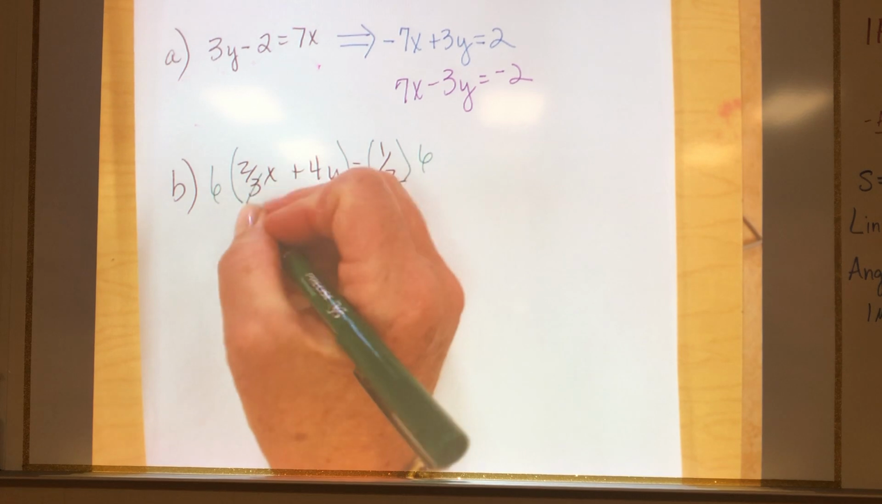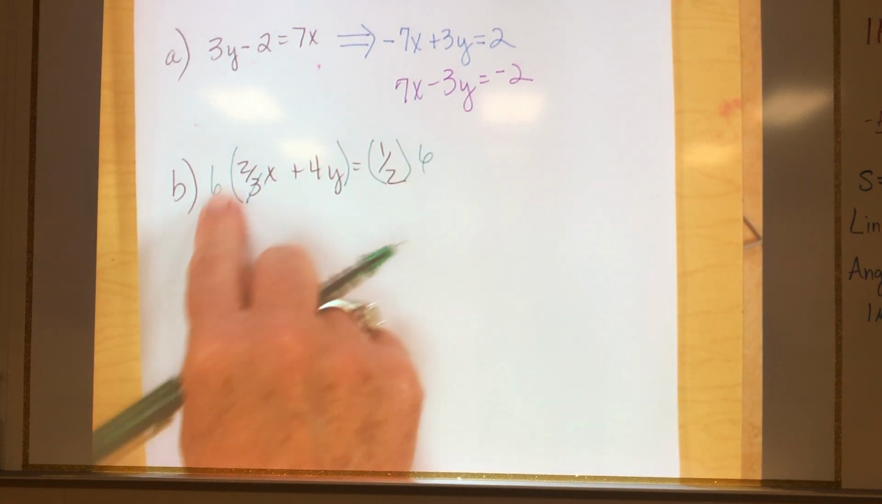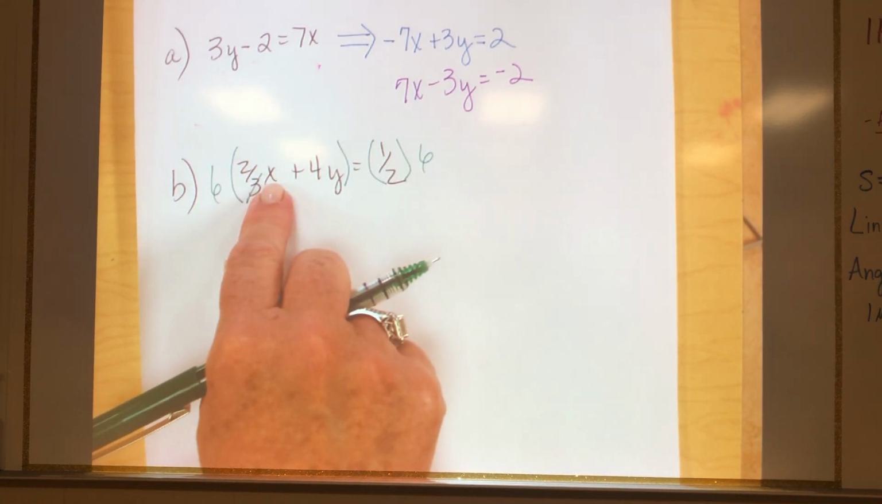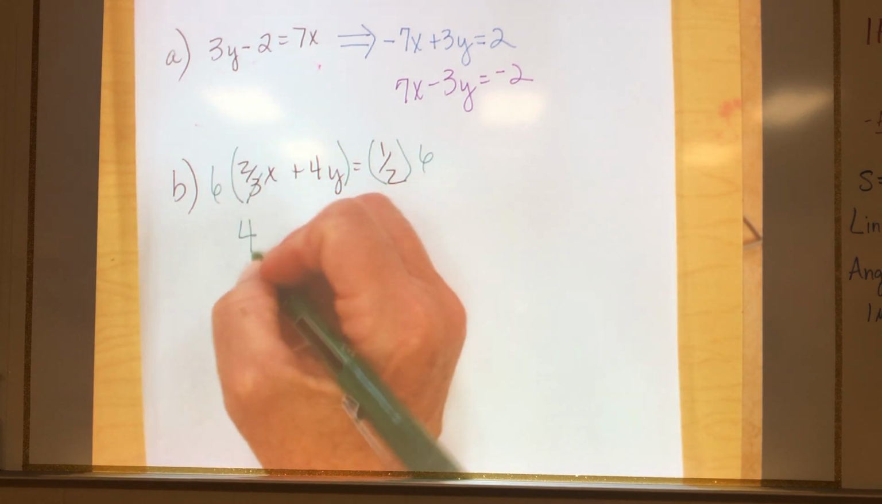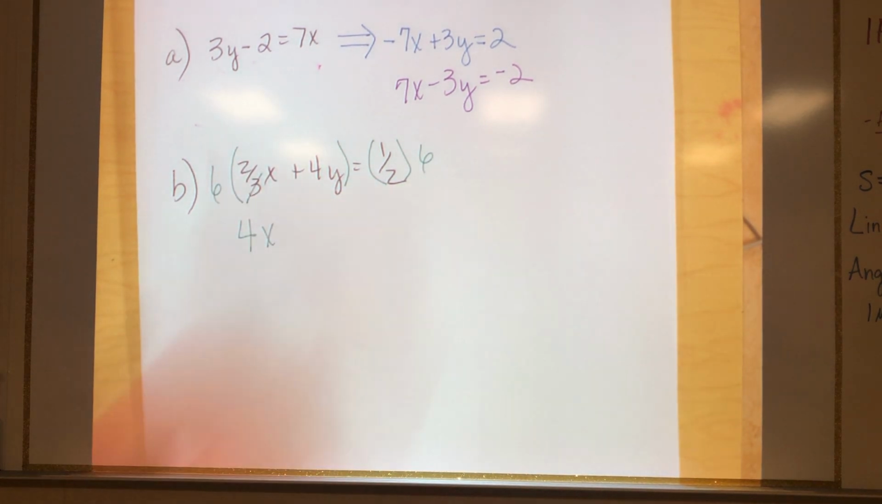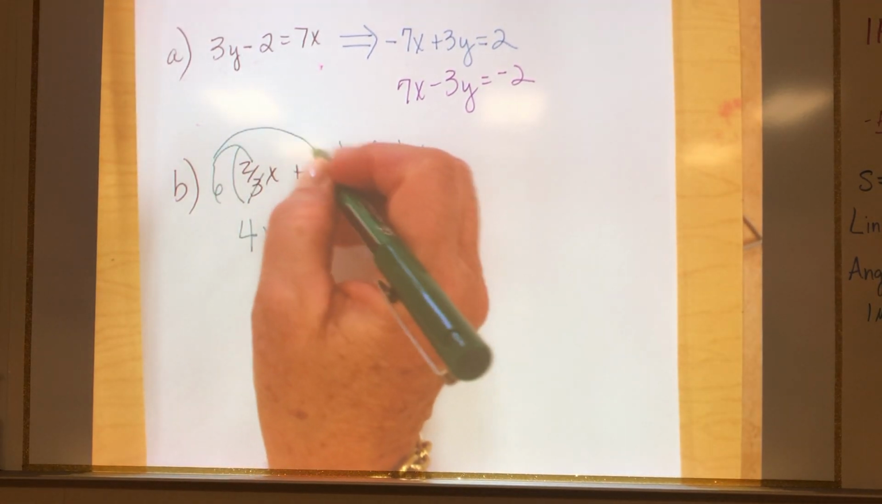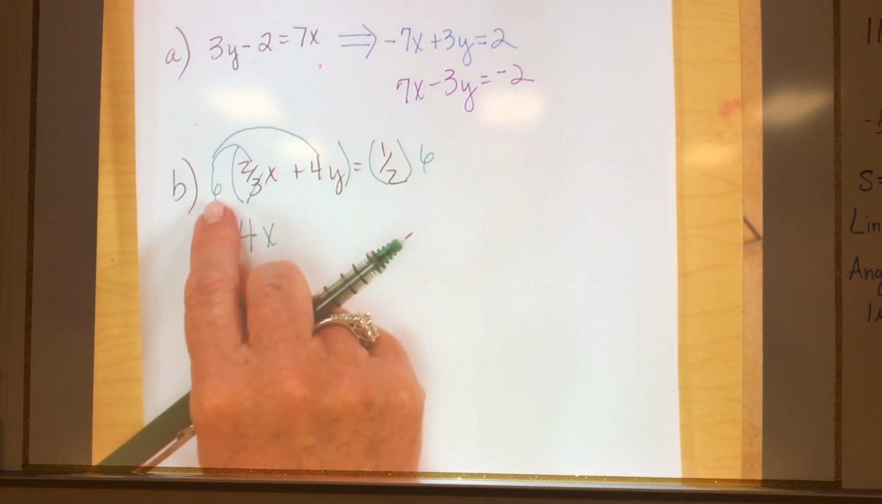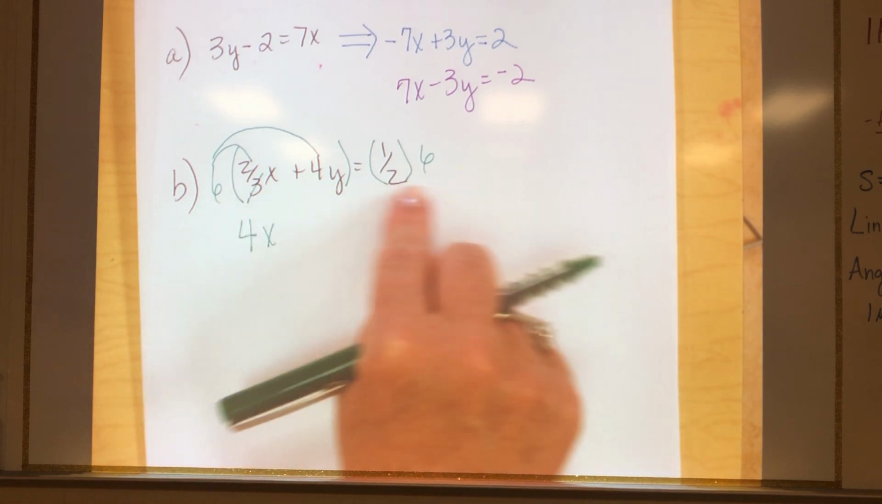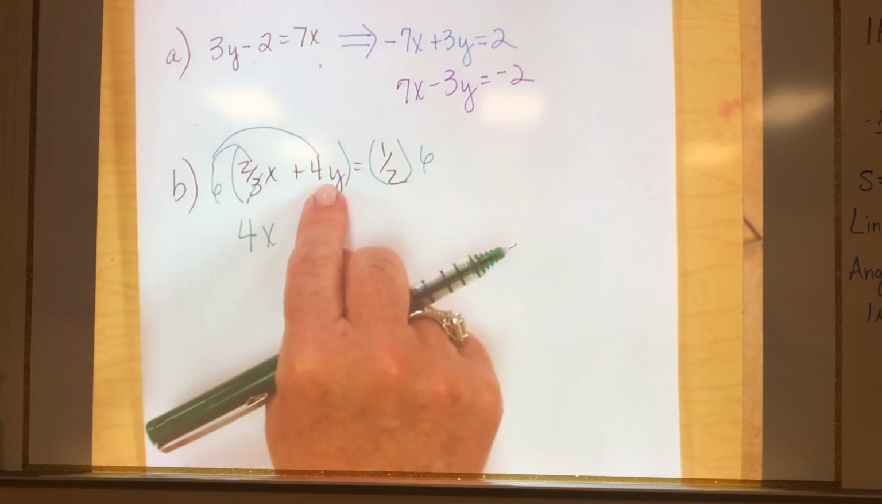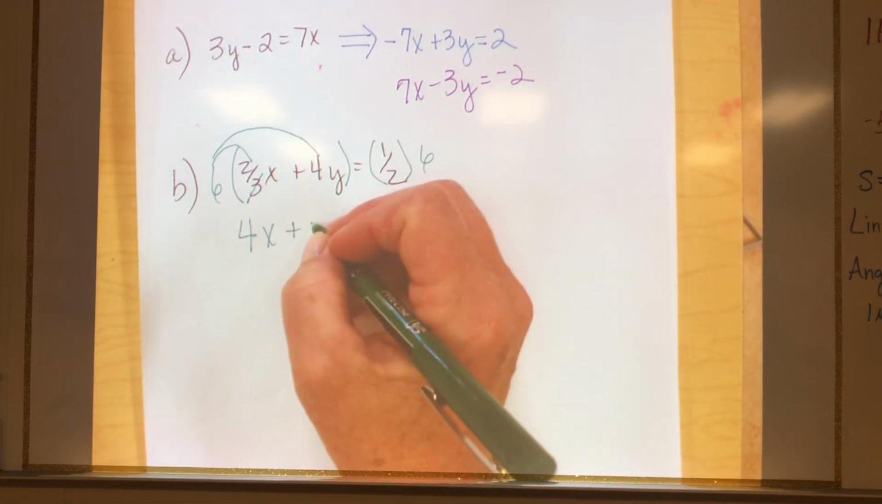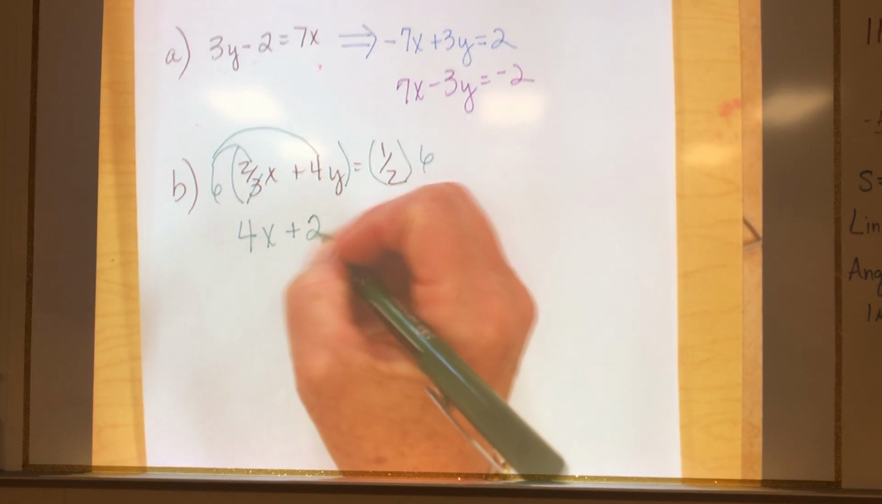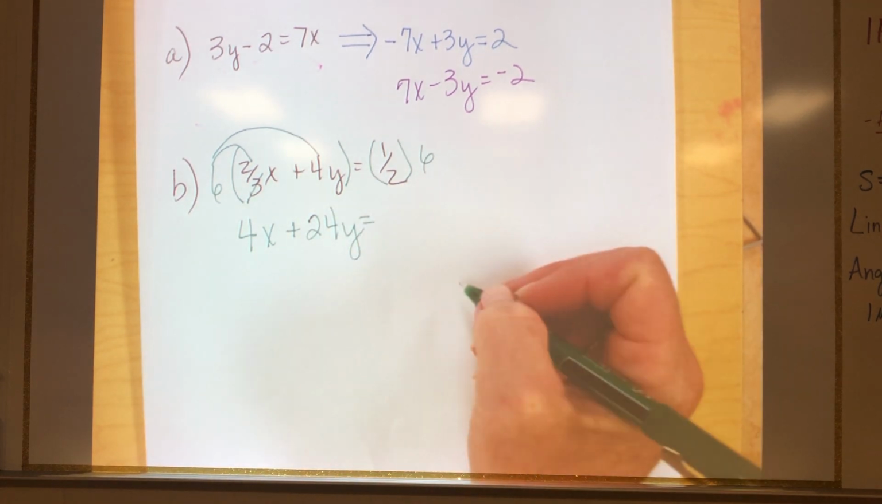How many times does 3 go into 6? 2. What's 2 times 2x? 4x. Okay? So now I've done him, now I'll do this guy. Even though he's not a fraction guy, you have to be fair. Whatever you do to one, you have to do to all of them. All right? What's 6 times 4y? 24. 24y is equal to, okay?